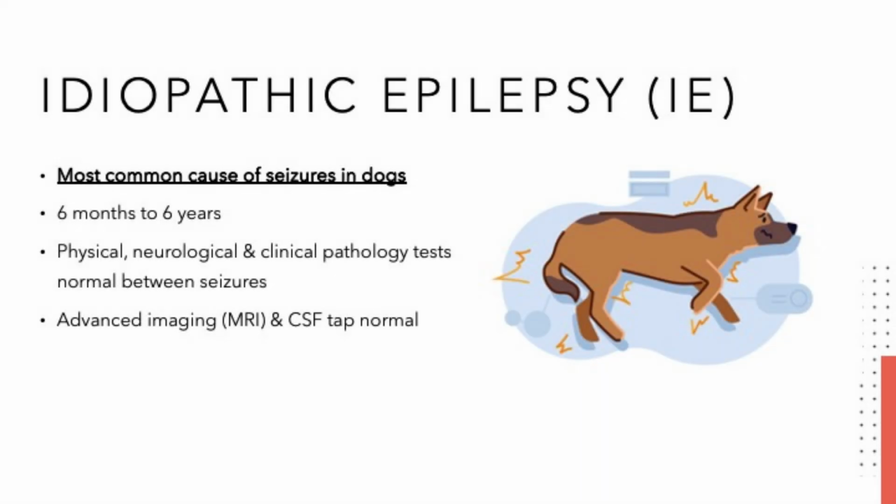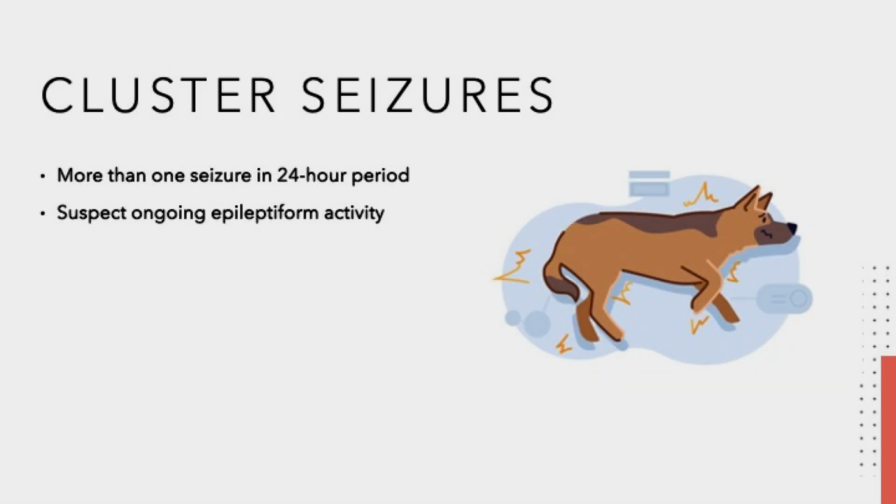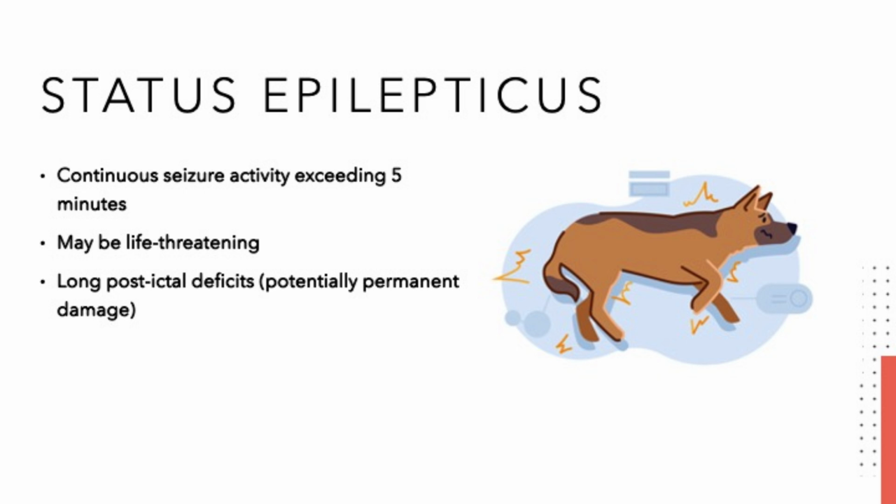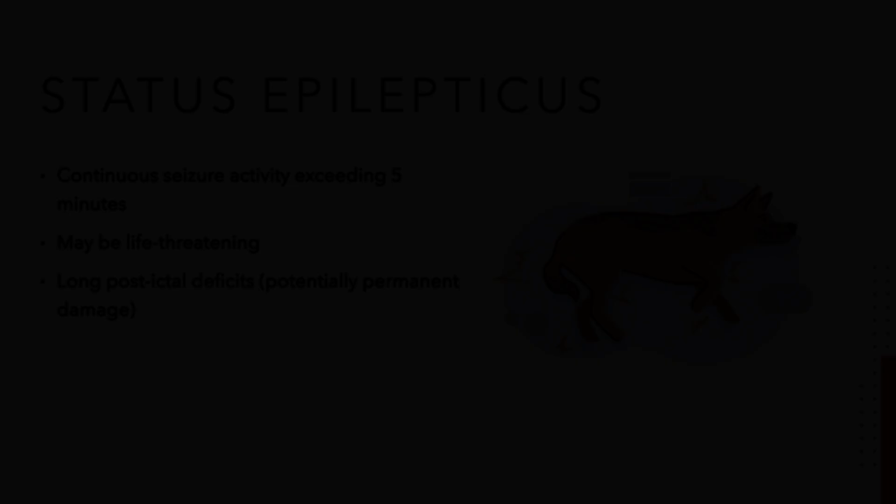As described before, idiopathic epilepsy refers to recurrent seizures of unknown origin or likely genetic in origin. These are typically diagnosed when no structural abnormalities are found on imaging, and all metabolic causes have been excluded. Another term to be familiar with is cluster seizures, which are more than one seizure in a 24-hour period. Status epilepticus, defined as a seizure lasting longer than 5 minutes or multiple seizures occurring without full recovery in between. This is a medical emergency and can lead to permanent brain damage or death if not treated promptly.